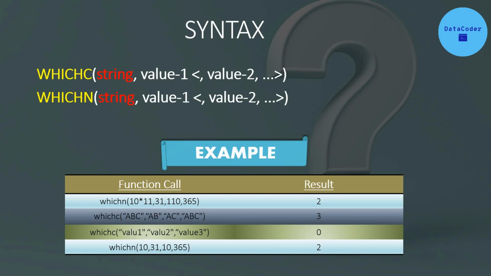Next is WHICHC, value 1, value 2, value 3. So this value 1 is what we are searching for, and we don't have this value, hence we are getting the result as 0. Next is WHICHN, 10, 31, 10, 365. So 10 is what we are searching for and 10 is present in the third argument. The index for that is 2. So this is how the WHICHC and WHICHN functions work.